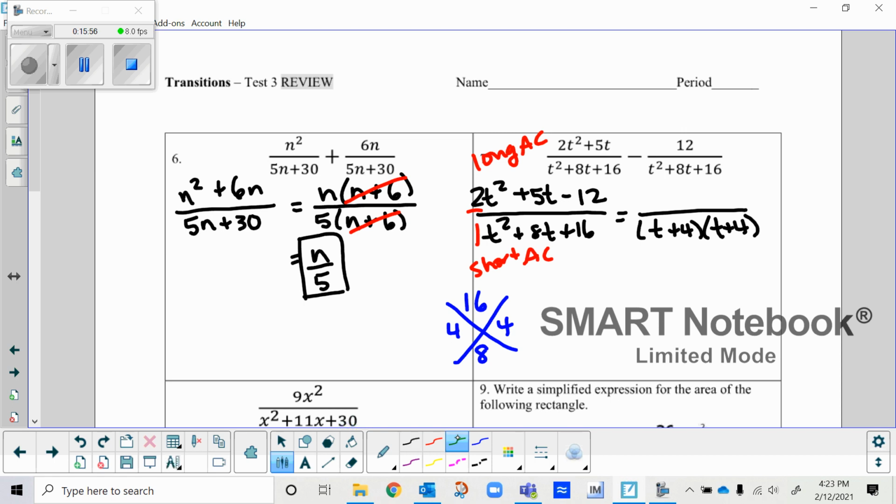And in the numerator, AC is 2 times negative 12, so that's negative 24. B is 5. So the two numbers that multiply to negative 24 and add to 5 are 8 and negative 3. But now we're going to do our long AC method, right? Because the A value was not 1. So we'll use the 8 and negative 3 to rewrite 5t. So that becomes 8t.